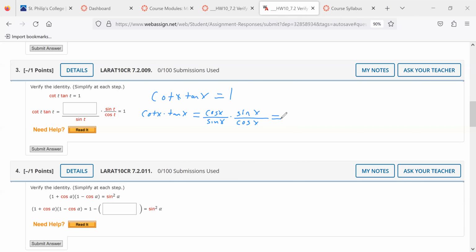So you can see that they're going to cancel. When everything cancels, you're left with the one. So here we used the identity. It's also called tangent.